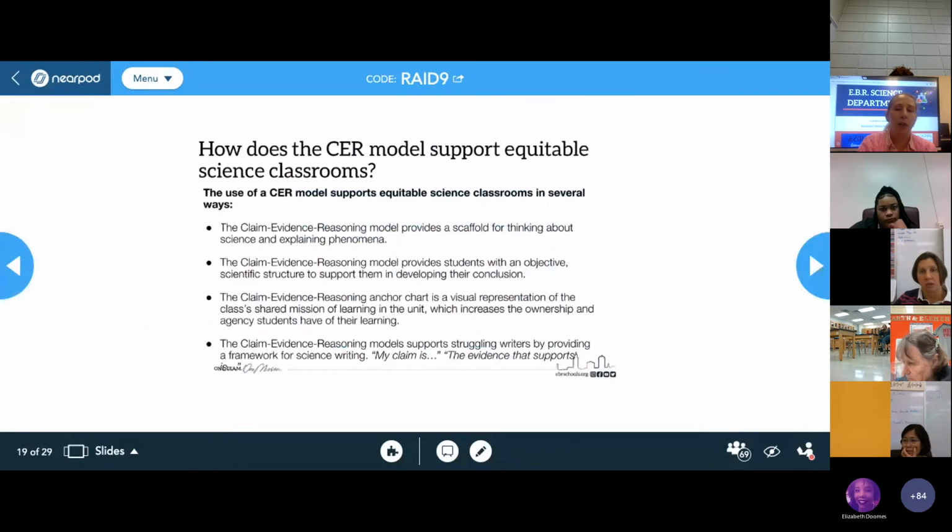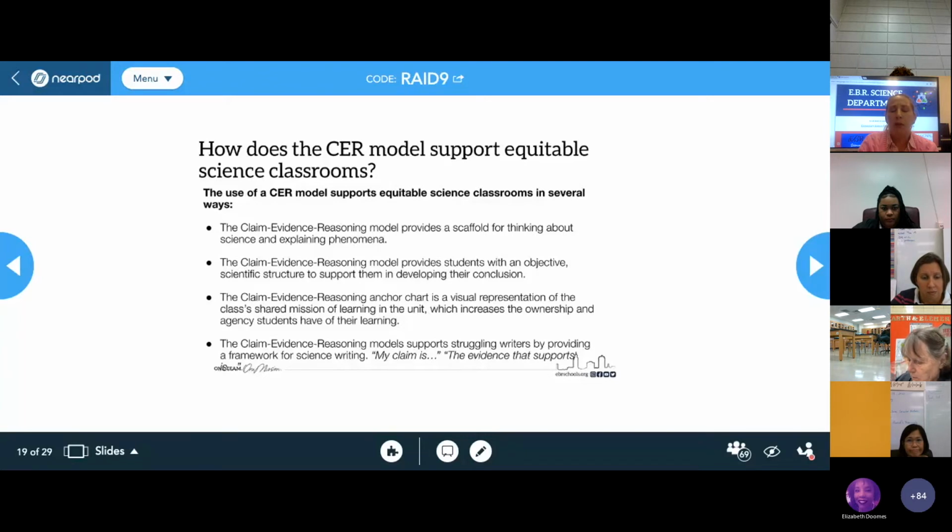So how does the CER model support equitable science classrooms? Because the CER model provides a scaffold for thinking about science and explaining phenomena. It teaches kids how to think about science. And they do this all the time. They just don't know they do it.